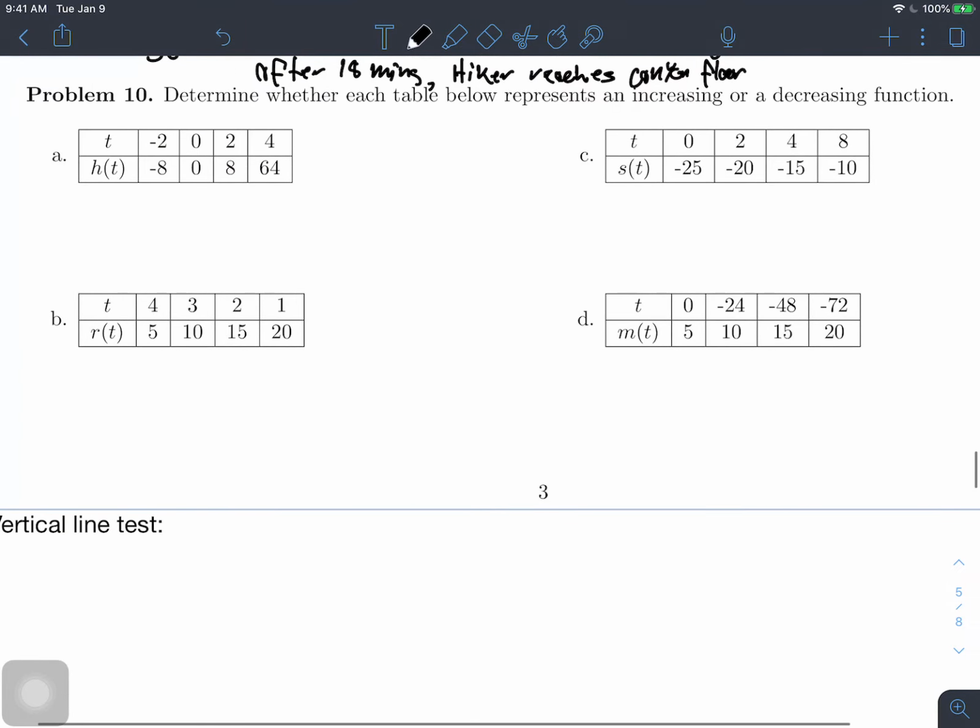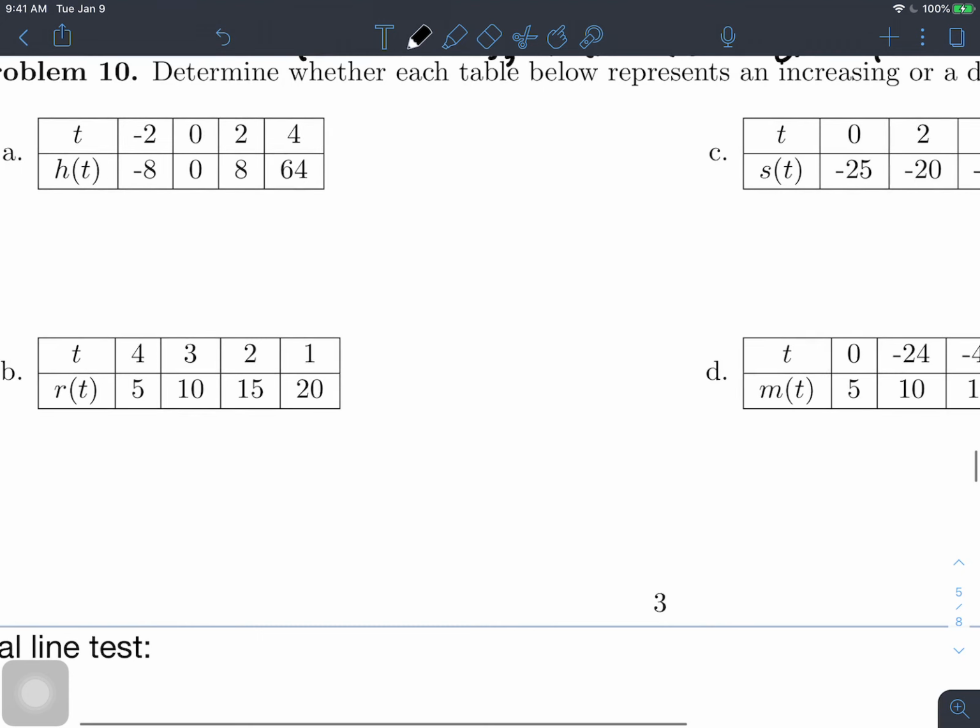Okay, so the reason we can tell that this is increasing, right, is t goes up, and guess what? h also goes up. t goes up again, h increases to 8. t goes from 2 to 4, that's an increase. h goes from 8 to 64, that's an increase. This is an increasing function.